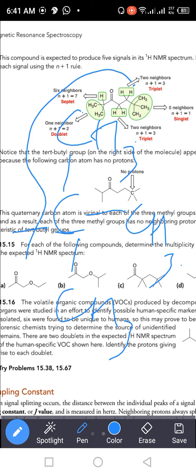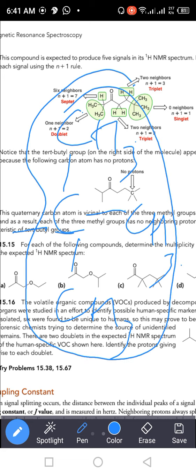And what is the group? This is a tertiary butyl group. So keep in mind, if there is a tertiary butyl group, the peak will be a singlet. Peak will be a singlet for 9 protons.